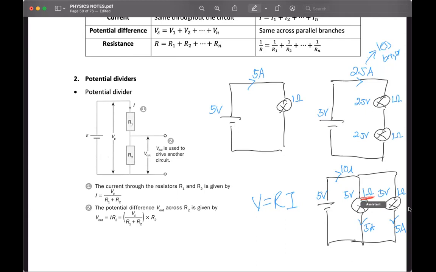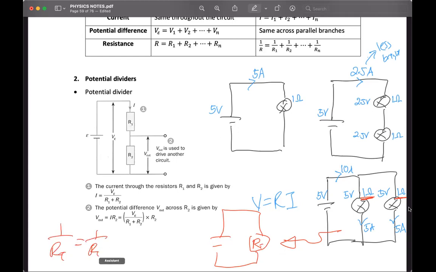Resistance 1 is 1 ampere. So this whole circuit can be redrawn into one resistor. So this is your resistor total. Correct or not? So if I use 1 over RT equals 1 over R1 plus 1 over R2, you end up with RT being 0.5 ohm. That is what Yuting calculated just now.